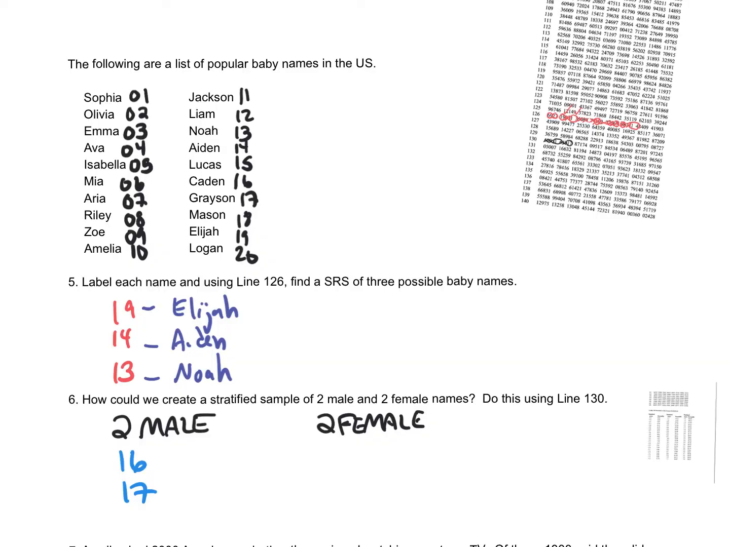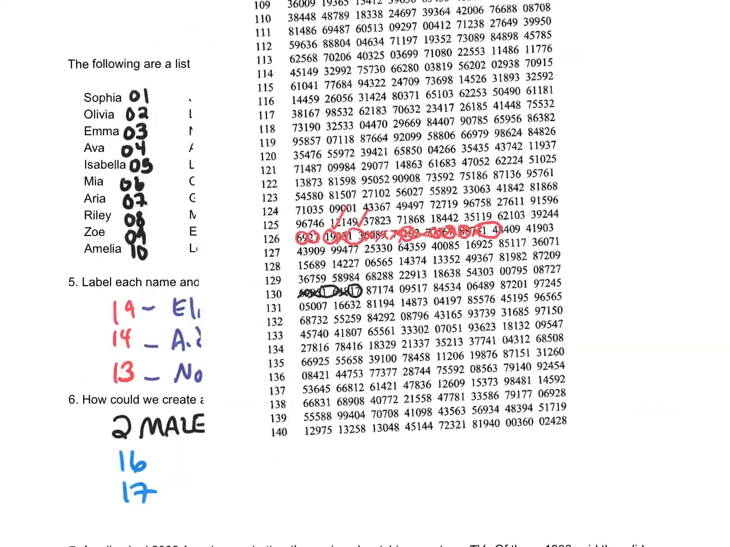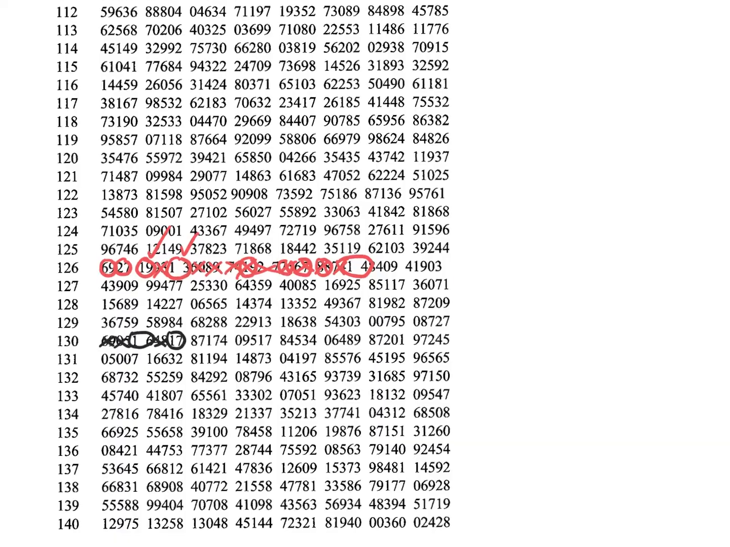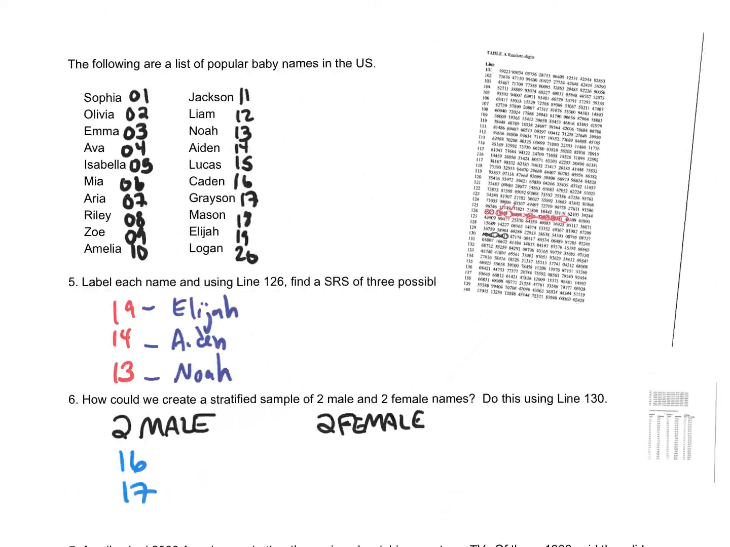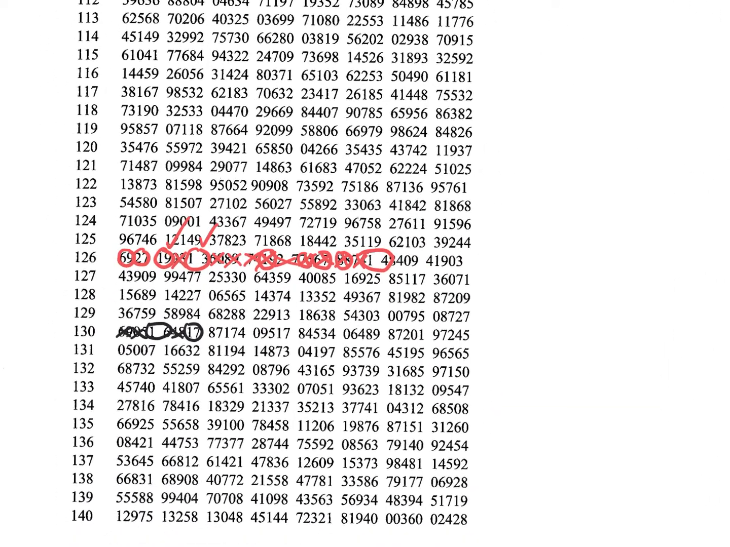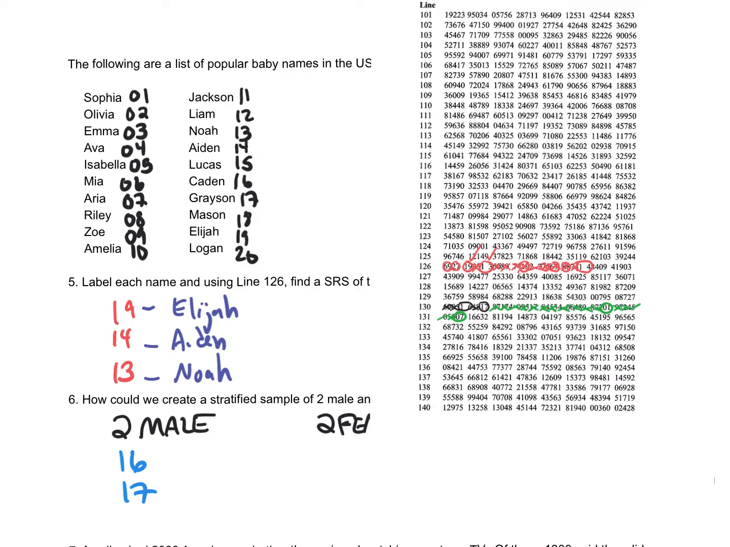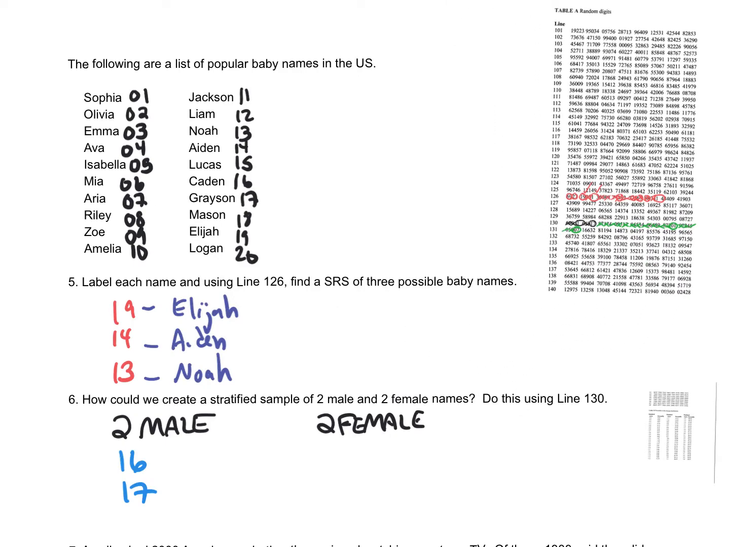And I want 2 female names. So if I want 2 female names, I've got to go 1 to 10. And I could keep going. I could start at 130. I'm just going to keep going. So 87, 17, 40, 95, 17, 85, 53, 40, 48, 98, 72, 1, 97, 24, 50, 50, and then 7. So I have 1 and 7. So number 1 and number 7 were my 2 female names.